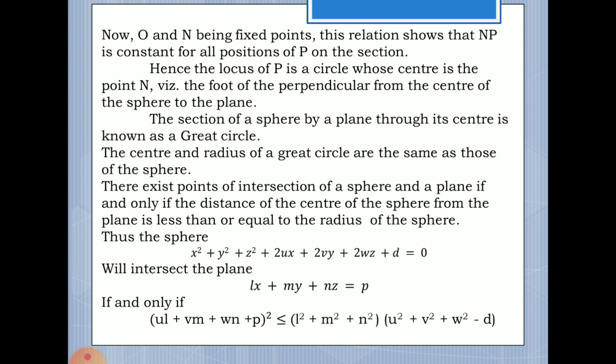Then the definition of great circle. What is a great circle? The section of a sphere by a plane through its center is called a great circle. And the next thing is that the center of a great circle is the same as that of the center of the sphere. Also, the radius of a great circle is the same as that of the radius of the sphere.